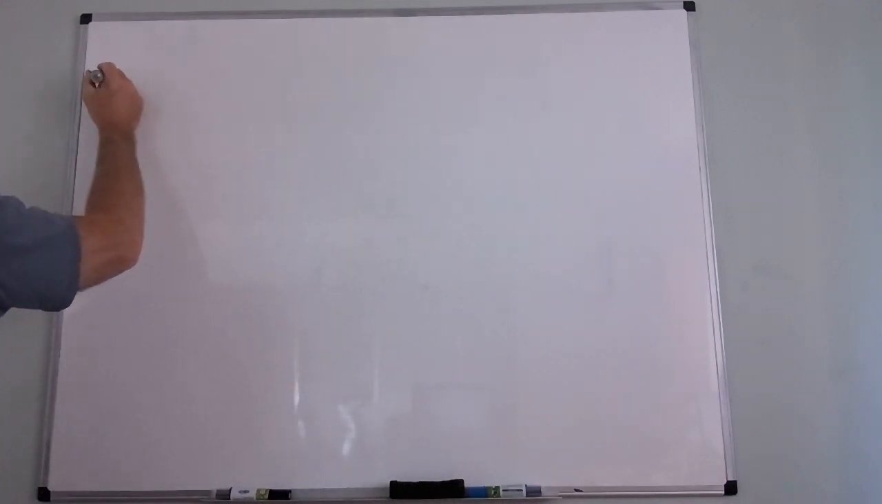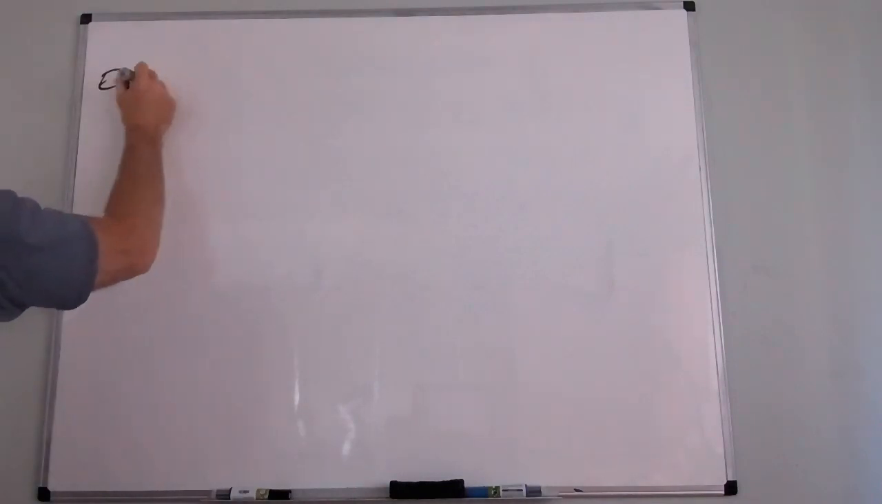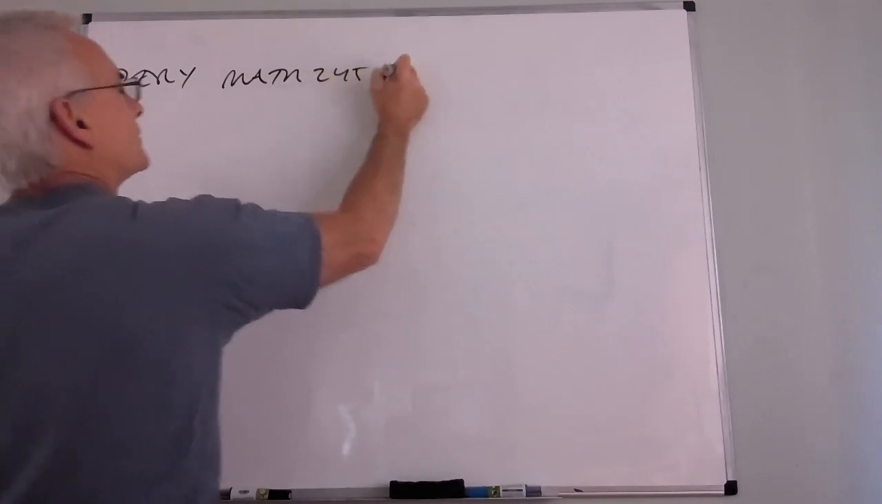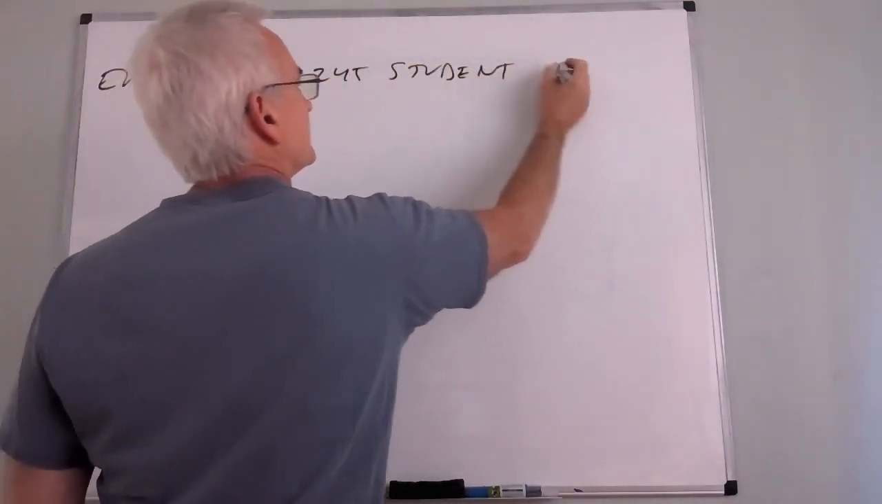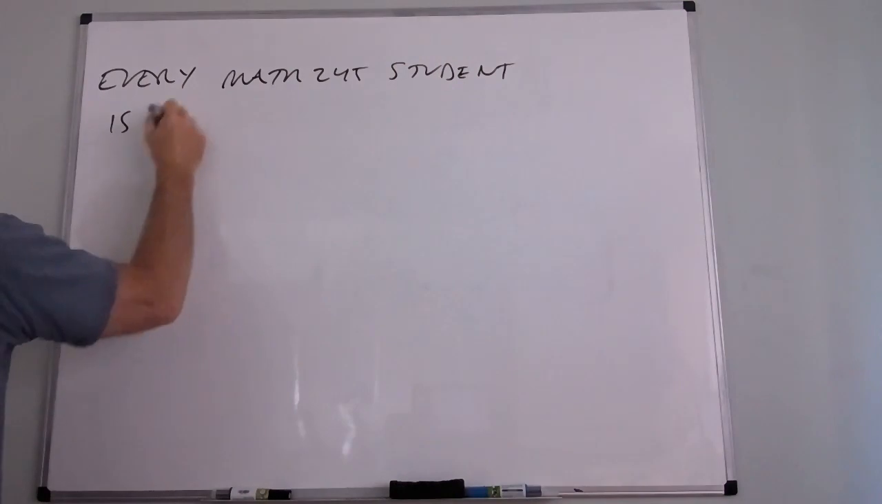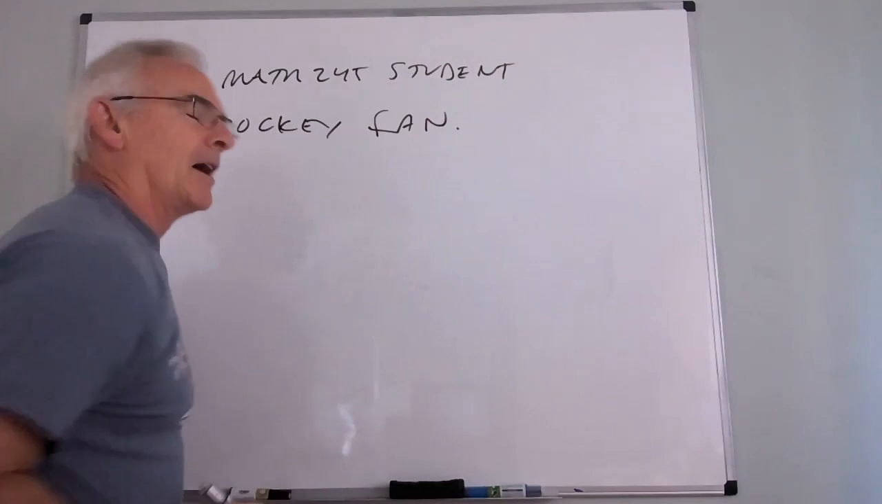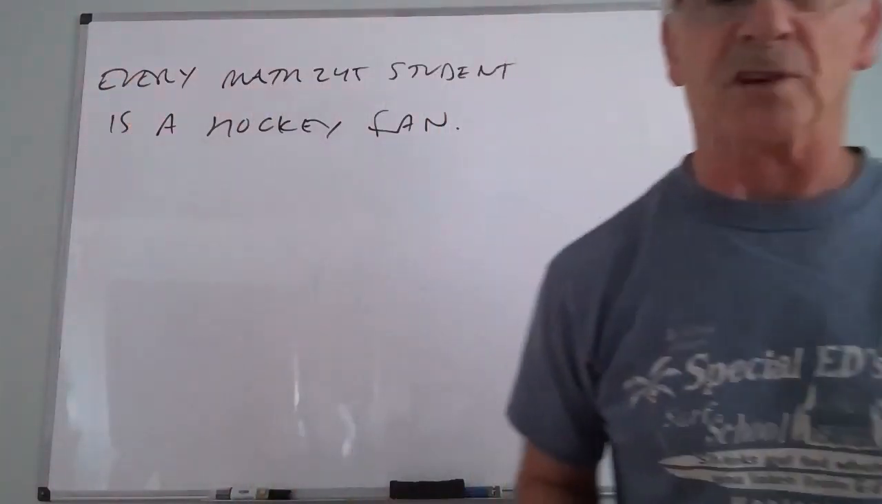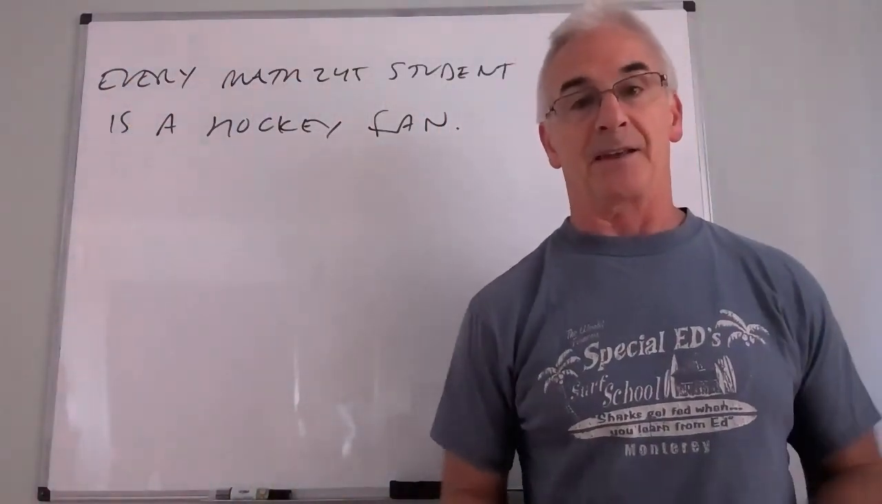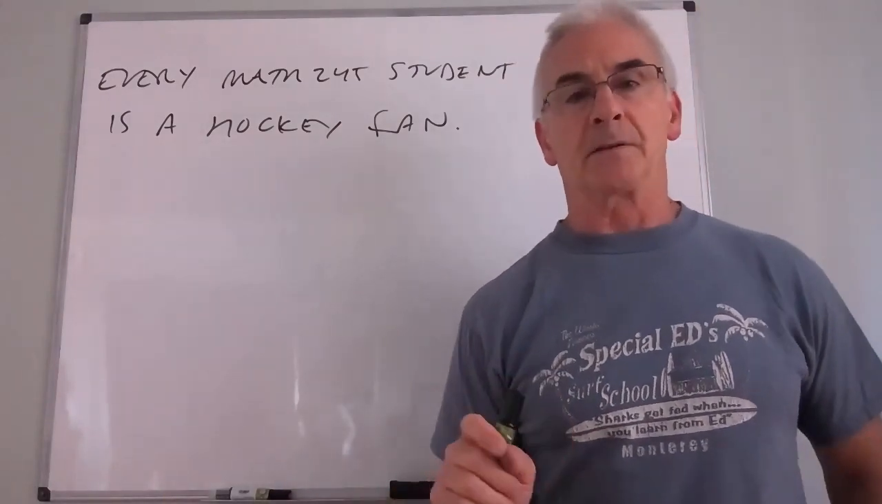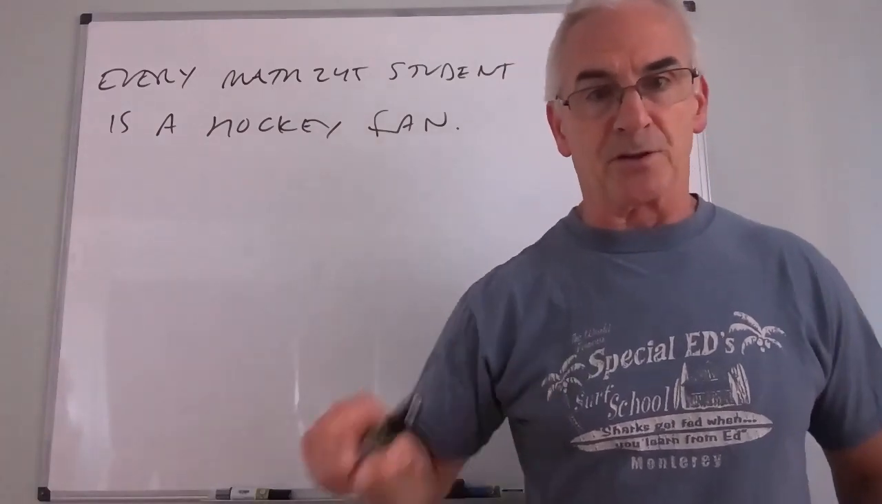All right. Let's say I was doing a recent poll and I found that every Math 245 student is a hockey fan. I didn't ask very many, but it didn't matter. All right. I would like to now translate this using quantifiers and variables and things like that. Now, again, this is an exercise. You go, oh, and variables. Yeah, a lot of us get caught up thinking variables can only represent numerical quantities.